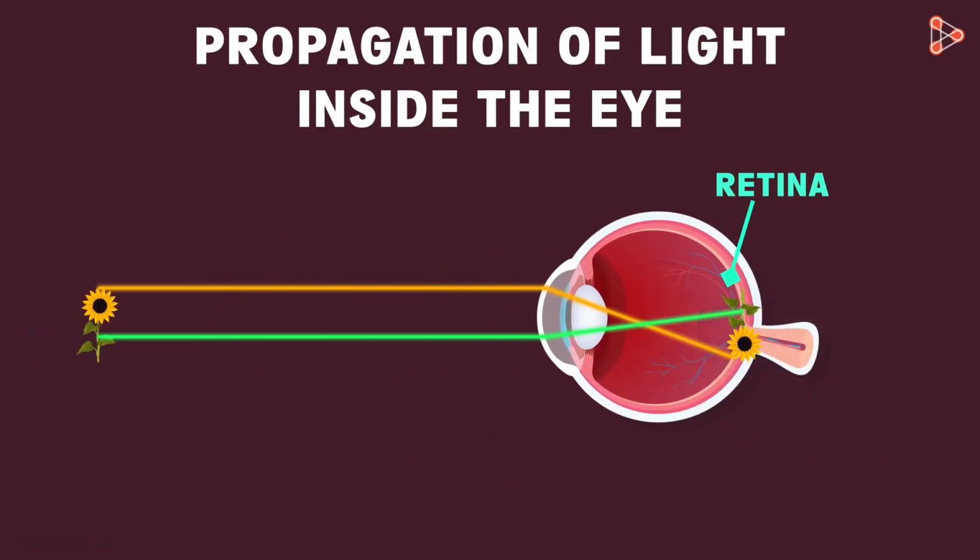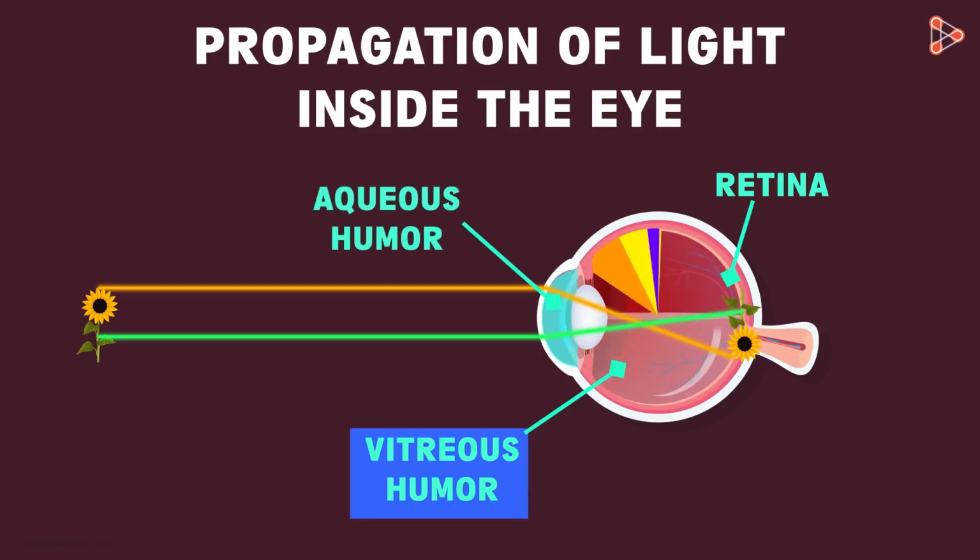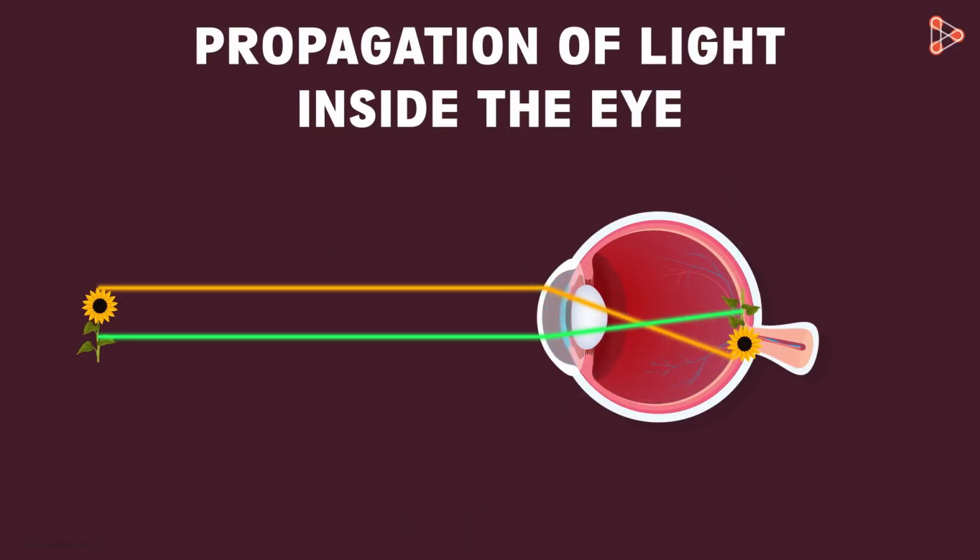However, before this light falls on the retina, it first travels in the space between the retina and the lens. This space is filled up with another transparent fluid called the vitreous humor. Yes, there's aqueous humor between the cornea and the lens, and there's vitreous humor between the lens and the retina. So this is how the light travels inside the eye. There are multiple refractions occurring inside.